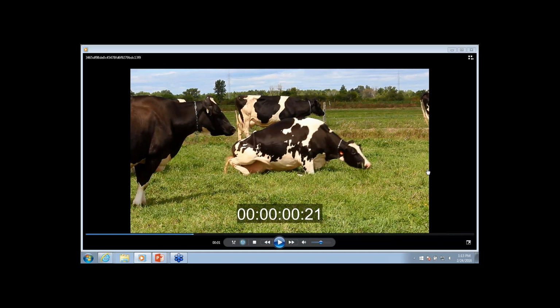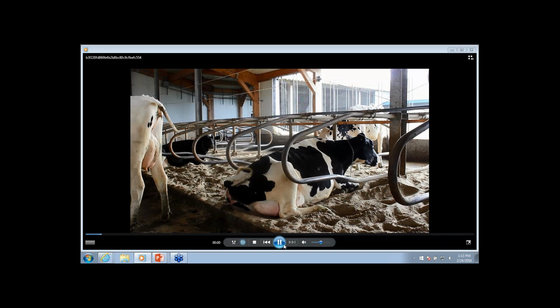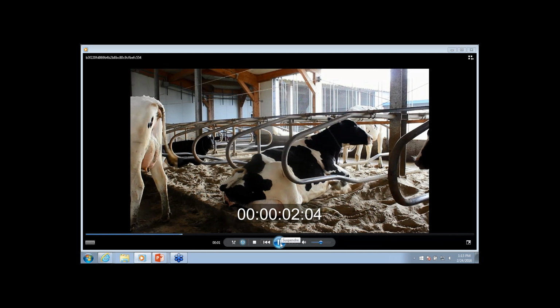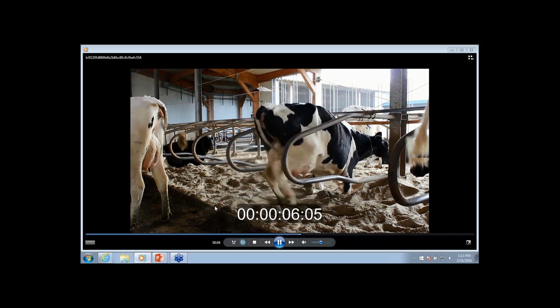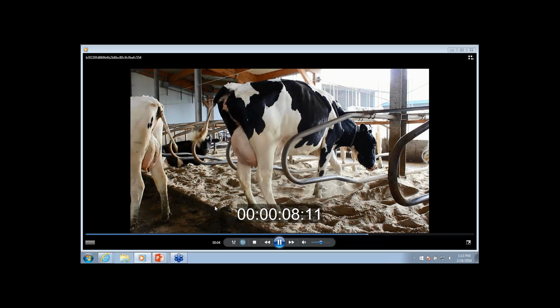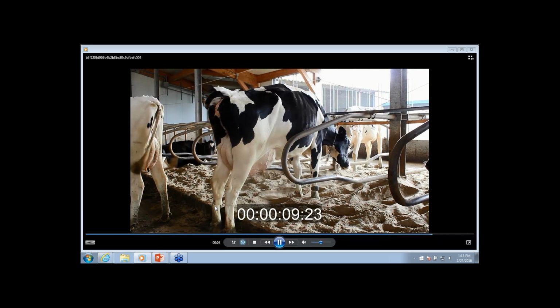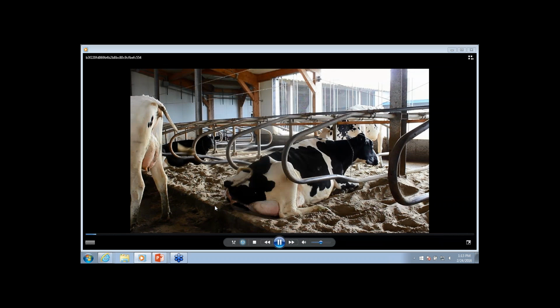Okay, let's see now in a farm environment, in a barn environment. All right. So this cow here, she's on sand. Looks like a pretty new barn. Yeah, so again, it looks like a nice, comfortable lying surface for the cow.